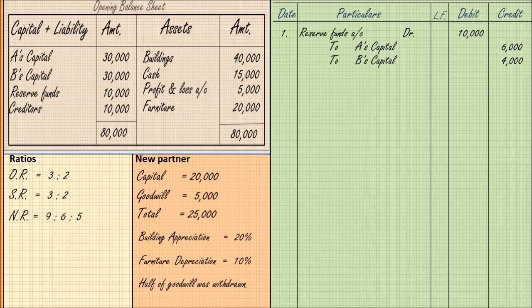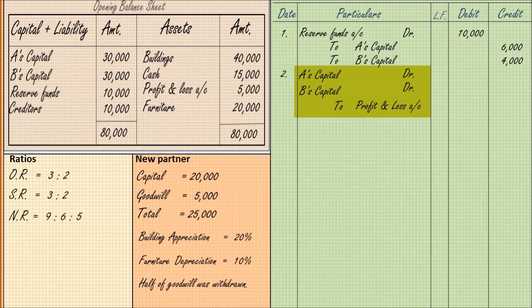Now distribute all the accumulated losses. Look at the asset side. Is there any accumulated loss? Yes. Profit and loss account 5,000. So the journal entry will be A's capital account debit, B's capital account debit to profit and loss account. It will be distributed in the old ratio, that is 3:2. So the amounts will be 3,000 rupees, 2,000 rupees and 5,000 rupees.